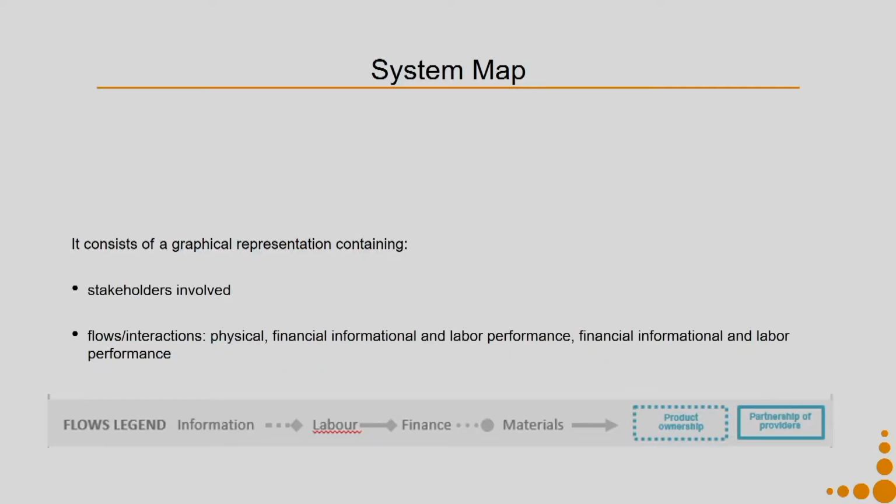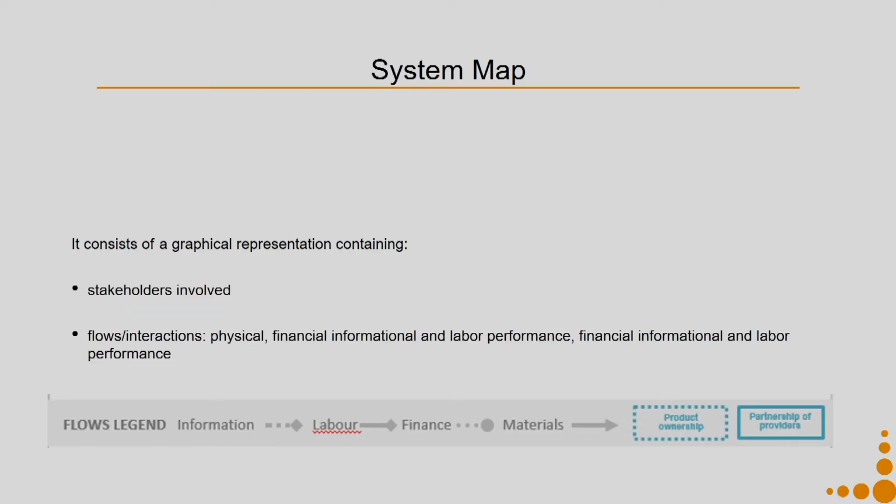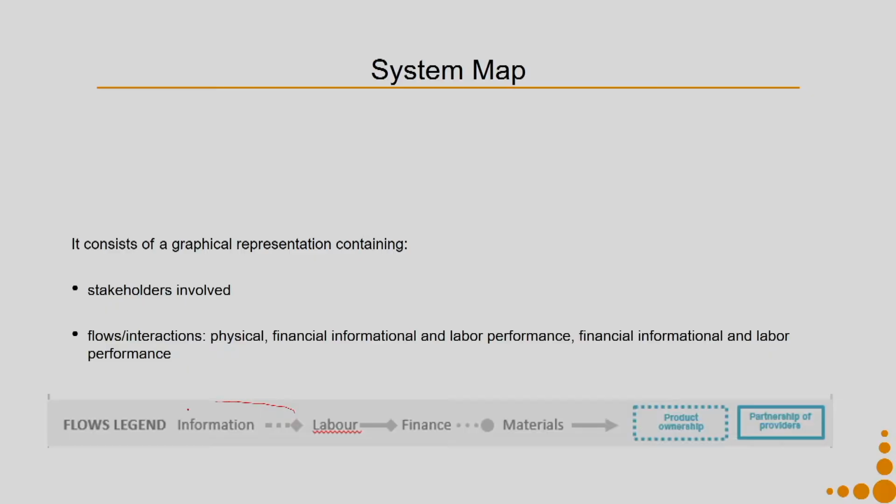So, a systems map is a graphical representation which consists of all stakeholders involved. There might be certain very minor stakeholders, and if they are extremely minor, we might reject them from the systems map, but it is better to be as exhaustive as we can. The second thing is that it consists of flows or interactions. How do these stakeholders interact with each other, or what flows between them? What can flow between these stakeholders? Either you can have information flow.